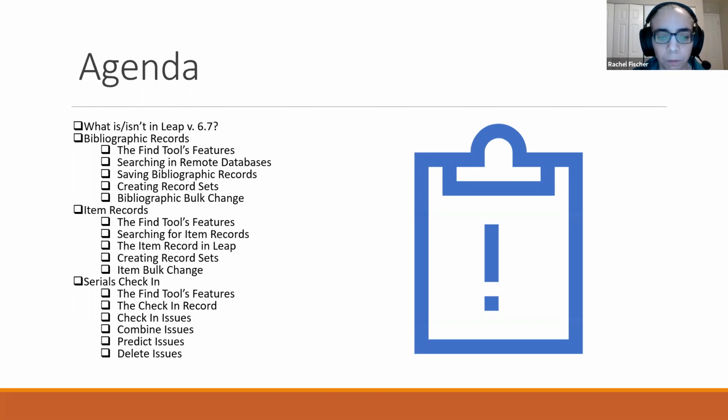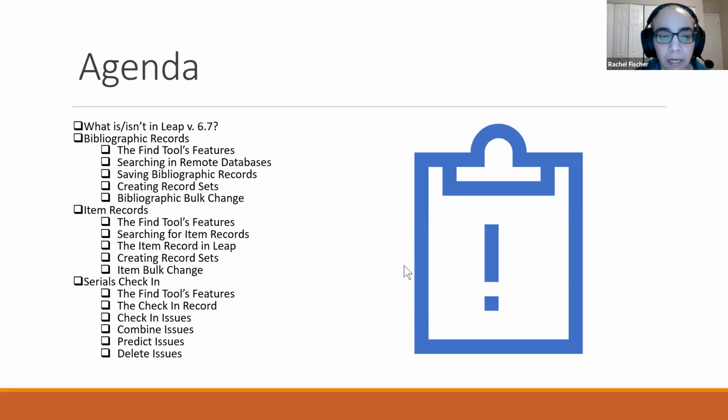Today I will be reviewing the features in Leap that will be the most useful for technical services. Today's agenda includes an overview of what you can and can't do in Leap with the 6.7 upgrade, including bibliographic records, item records, and serials check-in. Then for both the bibliographic records and item records, I will demonstrate useful features of the find tool, point out important features of the records, as well as creating record sets and bulk changes.